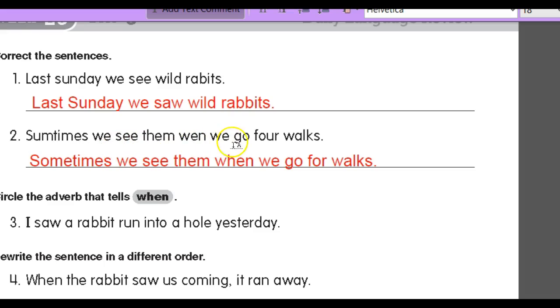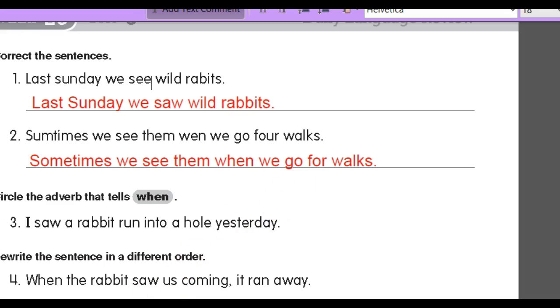Sometimes we see them when we go for walks. So sometimes, S-U-M, that's actually a math term meaning addition. So this is how we spell sometimes, S-O-M-E-T-I-M-E-S. We see them when is W-H-E-N, make sure you have that correct. We go for walks. So these words sound the same, but they do not mean the same. This is the number 4, and this is the 4 that we need here.